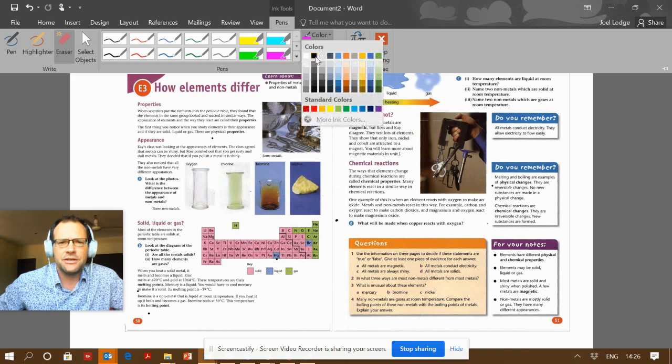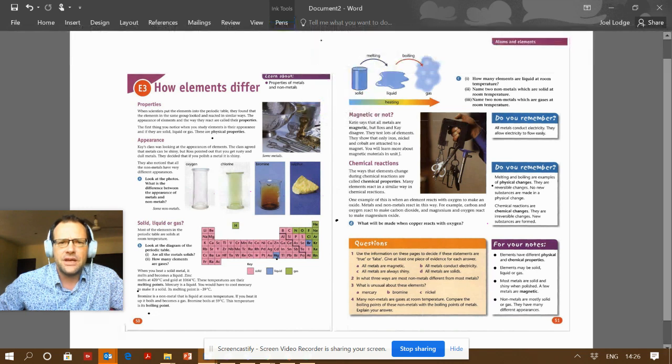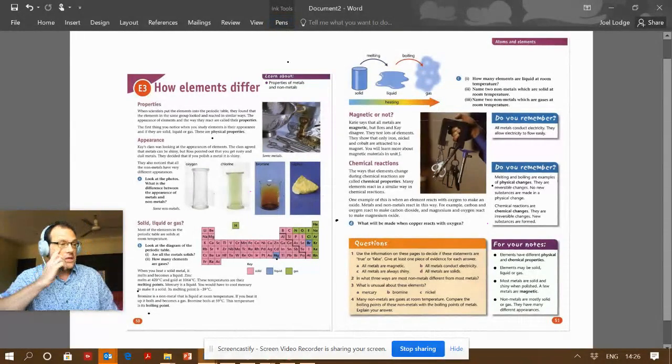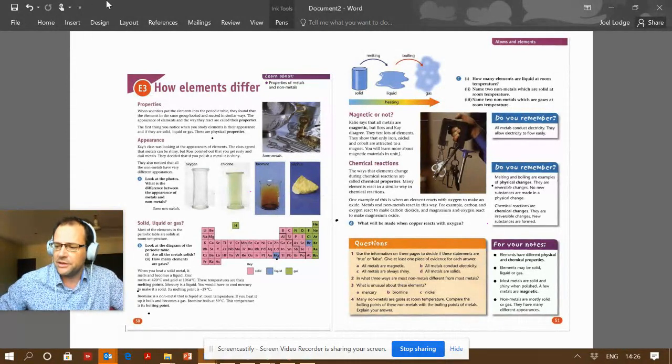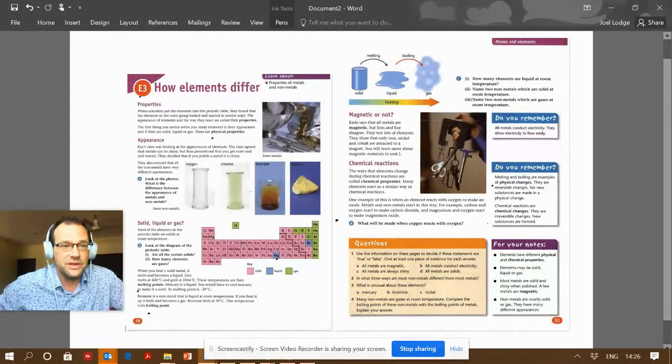Today's lesson, I'm just going to start off with a recap of some of the stuff we learned last term, and also get your skills up to date on how to make good notes. And again, this is something we were learning last term as well. So we're going to start off this week with it.